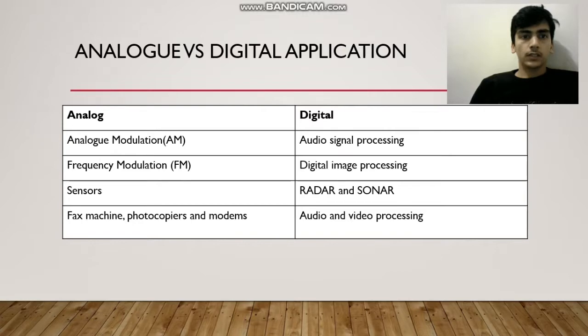So, applications of analog and digital communication. Analog communications use analog modulation, frequency modulation, and they're widely used in sensors, fax machines, photocopiers, and modems. On the other hand, the applications of digital signals are audio signal processing and digital image processing. They're used in radar and sonar. They're also used in audio and video processing.